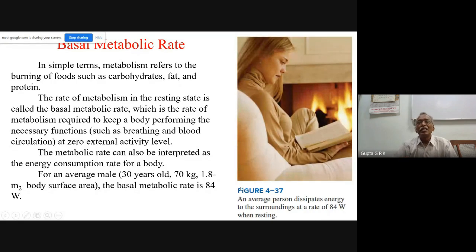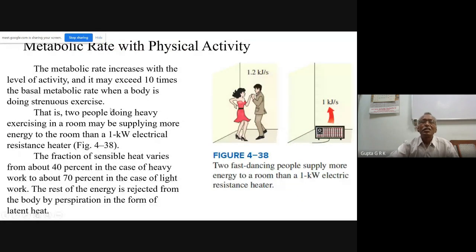So you are releasing heat into the atmosphere, 84 watts, okay? Because it is generated in the body by metabolism of the cells. And as you increase the physical activity, there will be an increase in the metabolic rate. The metabolic rate increases with the level of activity, and it may exceed 10 times the basal metabolic rate when a body is doing strenuous exercise. So two people doing heavy exercise in the room may be supplying more energy to the room than a 1 kilowatt electric resistance heater. Two fast dancing couples supply more energy to your room than a 1 kilowatt electric resistance heater. They will be releasing 1.2 kilowatts.